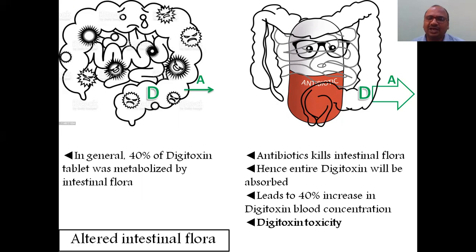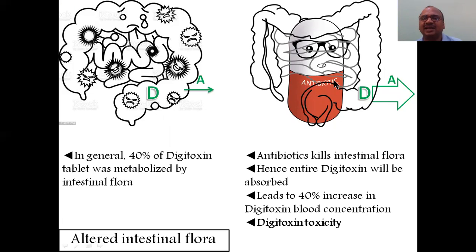Okay, that is the general thing that happens, with a normal flora. But if you are taking an antibiotic, we know very well antibiotics will kill most of the bacteria. Intestinal flora will be cleaned out. All intestinal flora organisms will die. So when they have died, the entire digitoxin will be absorbed. See the arrow mark, how big it is. Digitoxin absorption is very good.